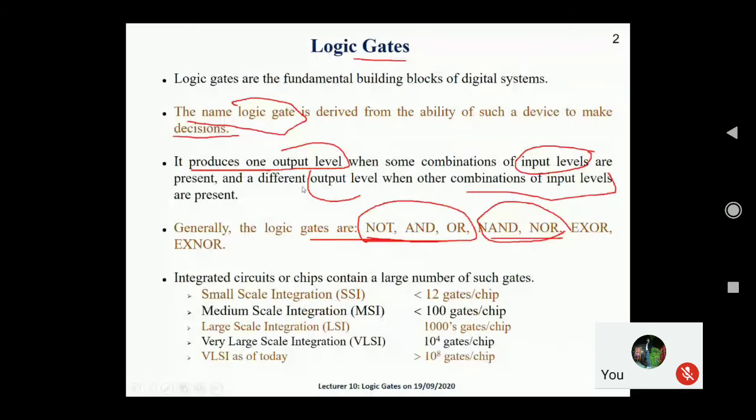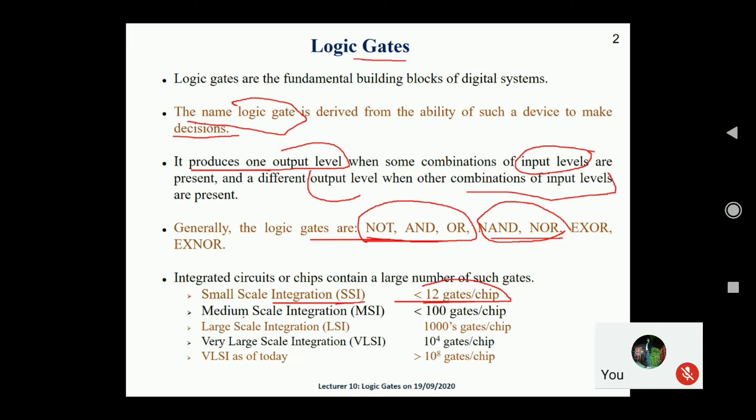When we are considering these logic gates, integrated circuits are actually designed or constructed from the logic gates. Over time, different types of integrated circuits have been formed. When we are talking about small scale integration, the short form is SSI, it is less than 12 gates per chip. That means less than 12 gates are required.